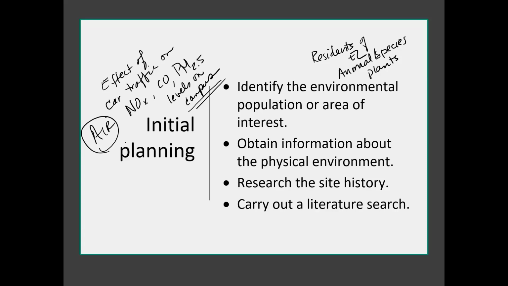So we've got this situation we're looking at. We're looking at the effect of car traffic on the levels of NOx, carbon monoxide, and PM2.5. We could focus on East Lansing, we could focus on campus. So we define an area. What next? How do we proceed? You're the engineer. You've been tasked with addressing this issue. Now what do you do?